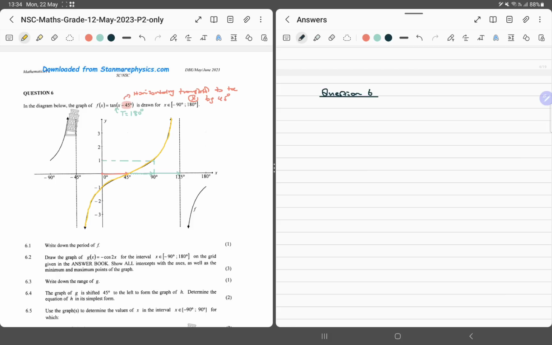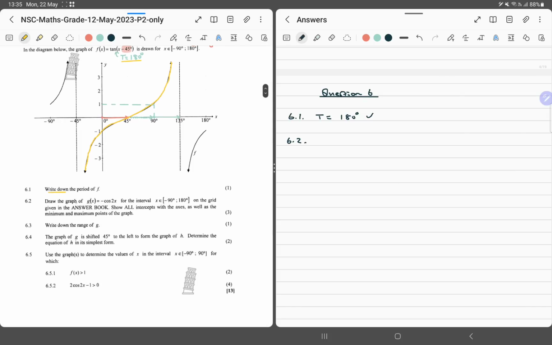It says write down the period of f. Easy, we've just worked it out. So you see, interpreting your graph a little bit is exactly what you need, because these questions are straightforward. So we can just say the period is going to be 180 degrees. The question said write down. Don't even demonstrate how you work it out. You walk away with your mark.